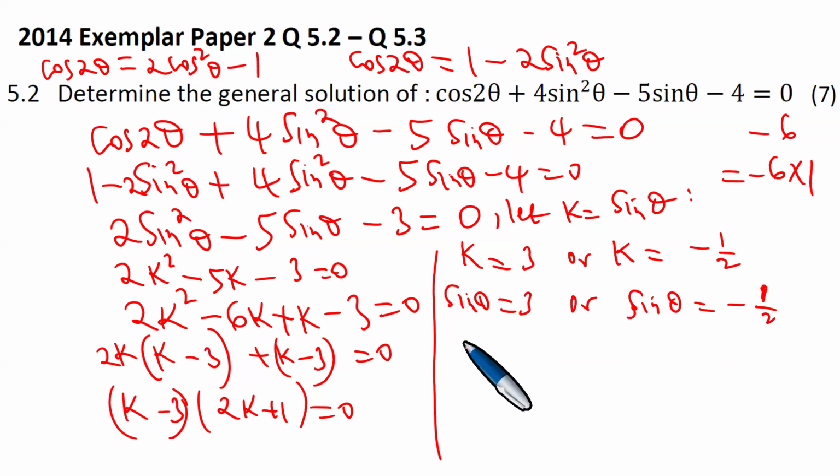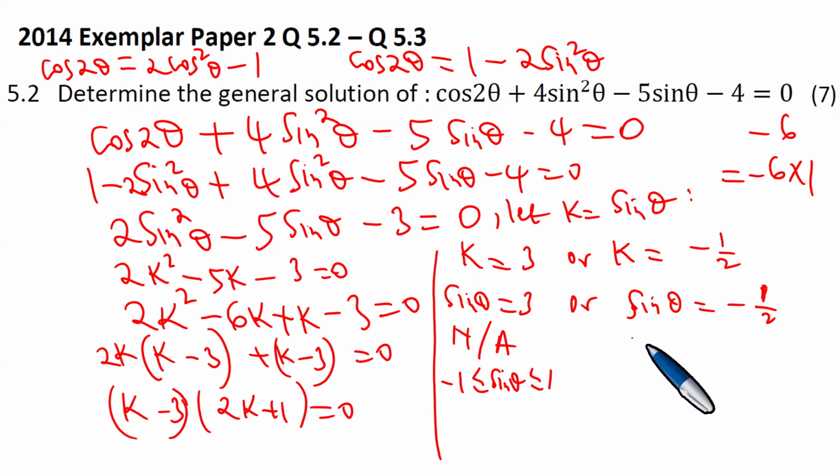All right. Now what do we do here? This one is not applicable because minus 1 is less than or equal to sine theta, less than or equal to 1. The sine of theta is a bounded function, and therefore it lies between minus 1 and 1, so there's no way the sine can be anything beyond 1. So sine theta equals 3 has just no solution, so it's not applicable.